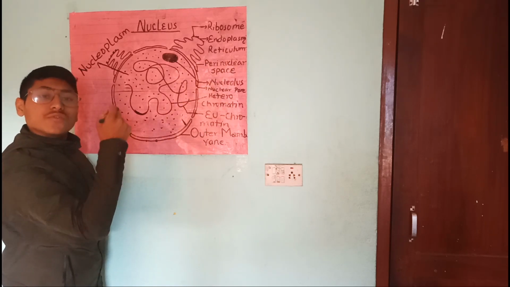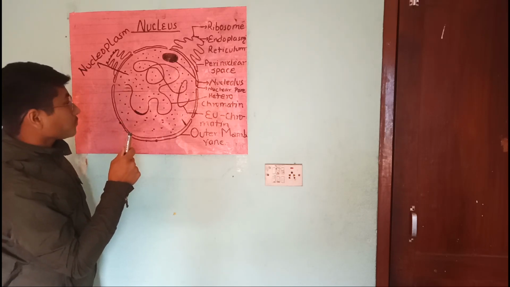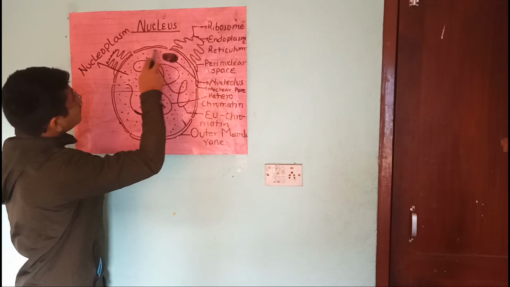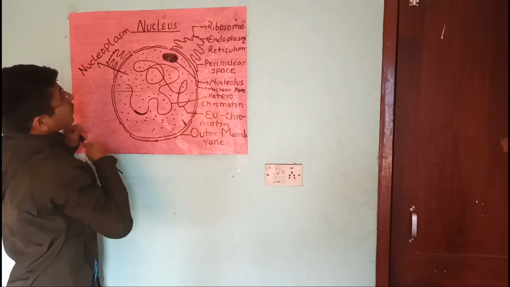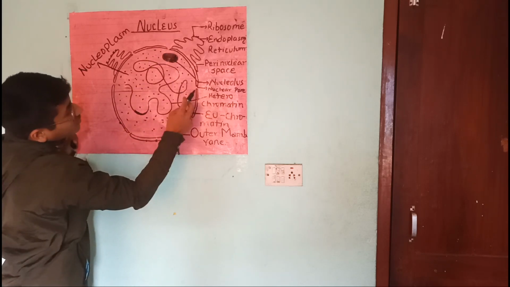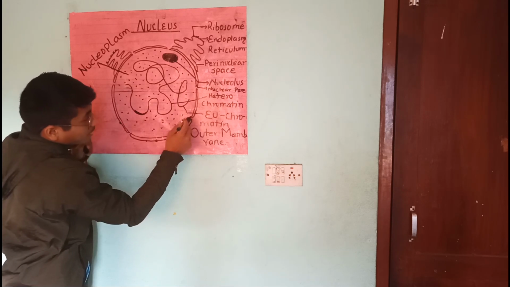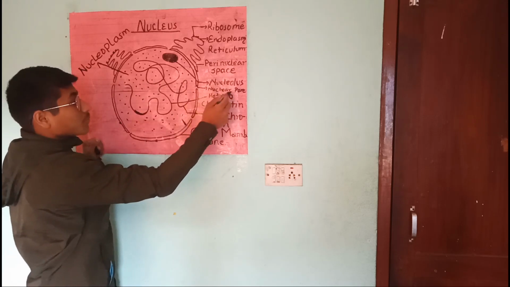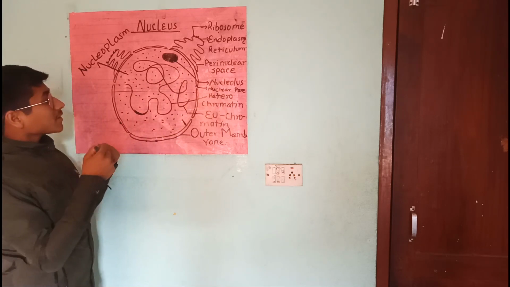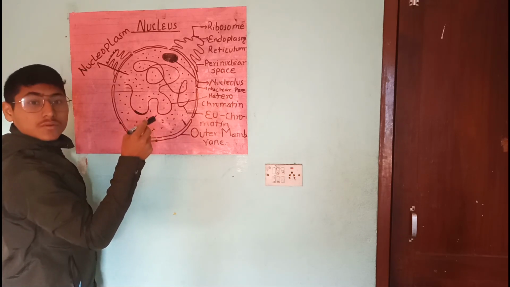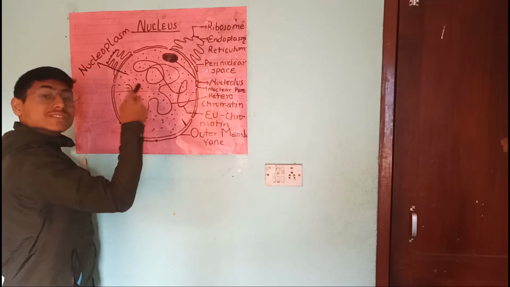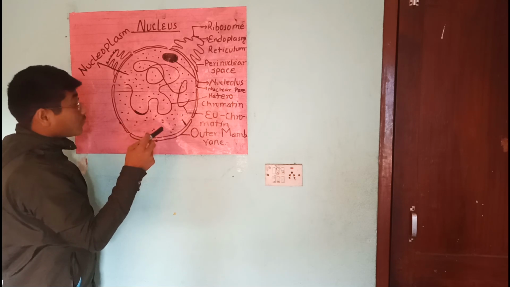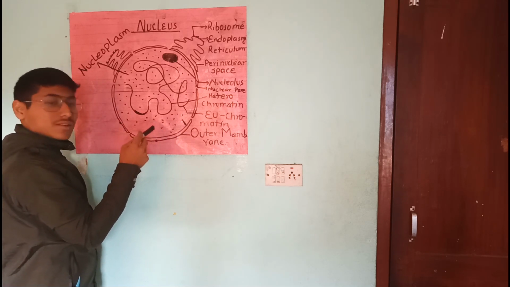The nuclear membrane is not continuous, so it is interrupted at certain intervals. Look, here is a gap. It is interrupted at certain intervals, which are known as nuclear pores, from where water and minerals are transferred between the nucleoplasm and the cytoplasm. So it maintains continuity to pass the water and minerals.